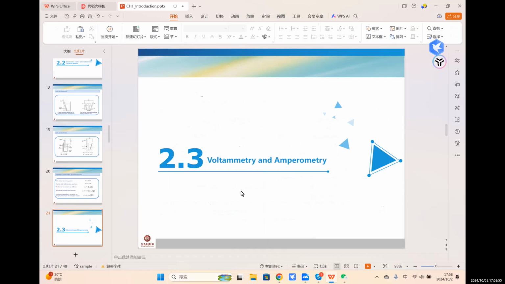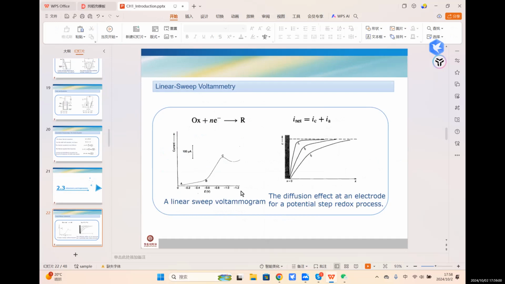And this is voltammetry and amperometry. These 2 images indicate the 2 equations: a linear sweep voltammogram, and diffusion effects at an electrode for a potential step redox process.